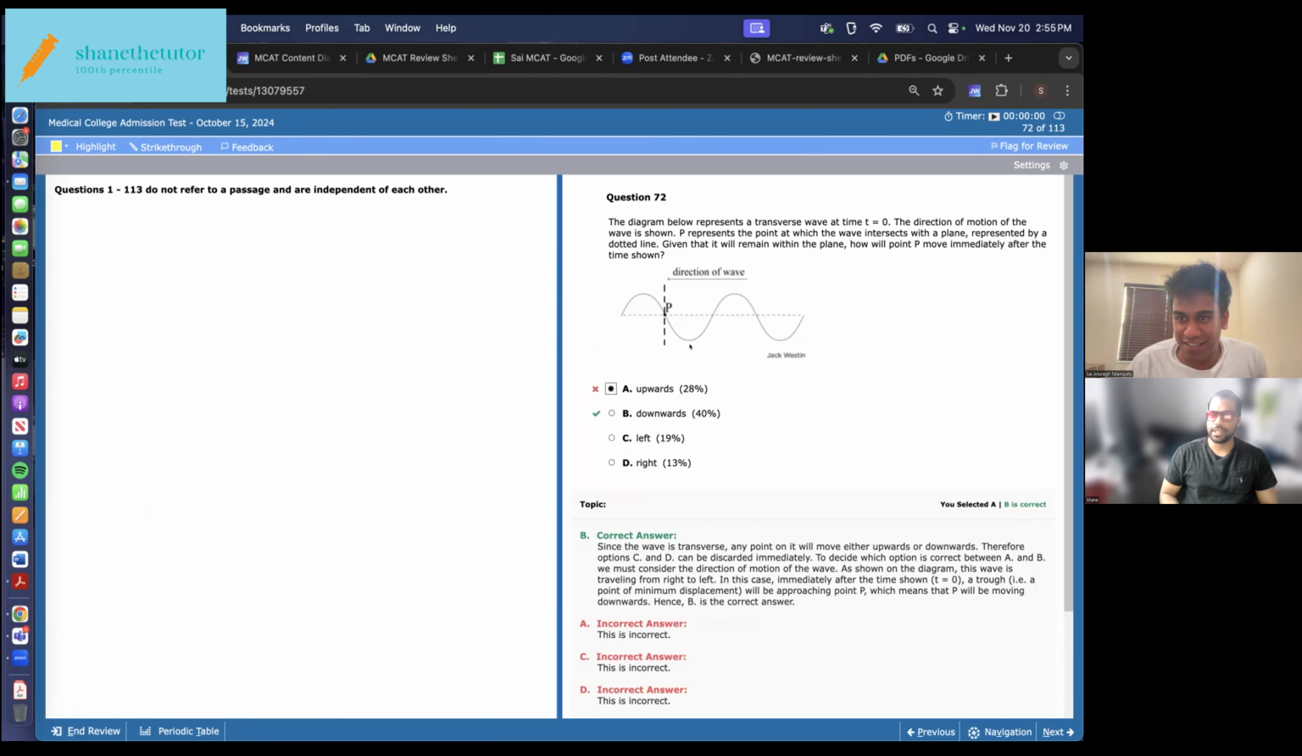Wait, what did you say the direction of the wave is going? It says the direction of the wave is going left, right? So I assume that this P point would be going all the way up here. I don't understand why it's going down though. Why, if the wave is going to the left, right? Yeah. That means that it's gonna experience what's to the right of it.